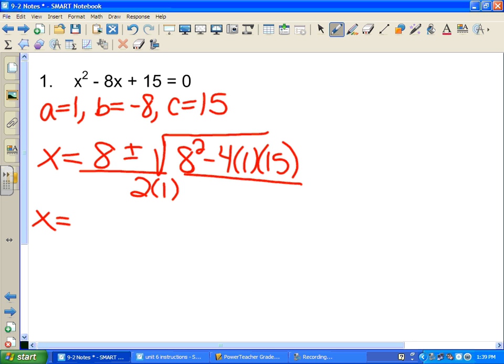Okay? So what you need to do is simplify what's in the square root. What is 8 squared minus 4 times 1 times 15? What's the whole thing? 4.